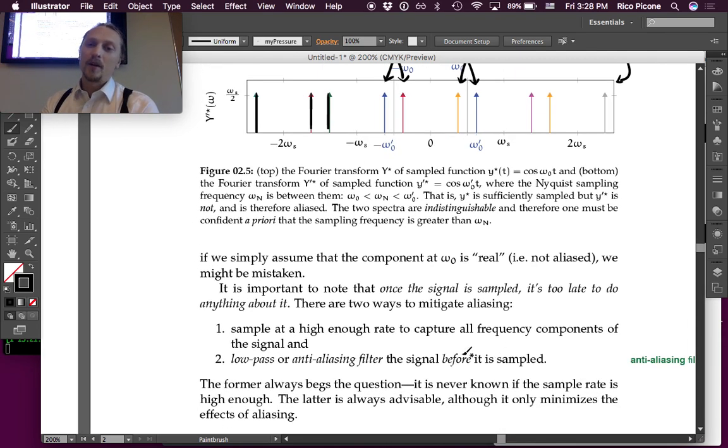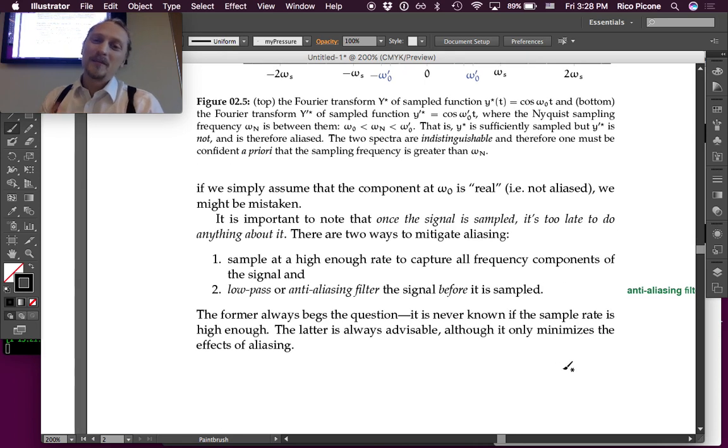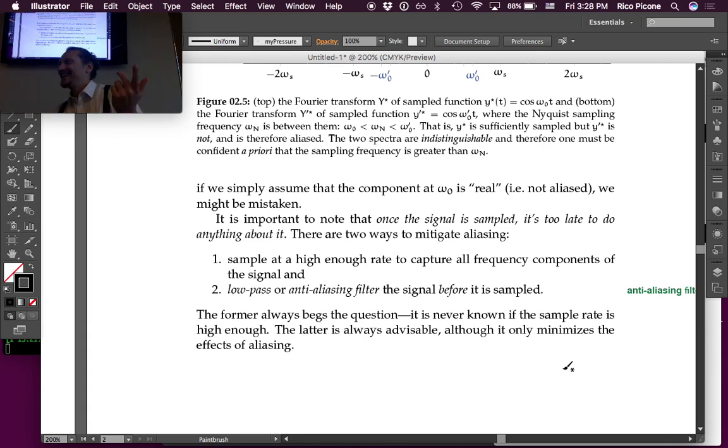So it's important to note that once the signal is sampled, it's too late to do anything about it. So you're done. Once it's sampled, you're stuck with it. There's no magical reconstruction thing that you can do. You're screwed. But there are two ways to mitigate it, and they both happen before you sample it. The first is sample at a high enough rate to capture all the frequency components of the signal, which sounds great, right? You just don't know how. It's a problem.